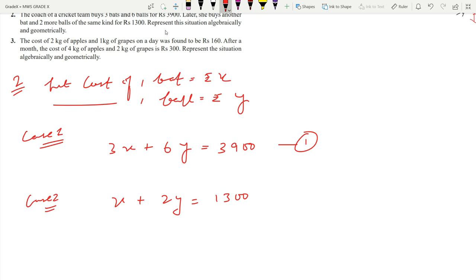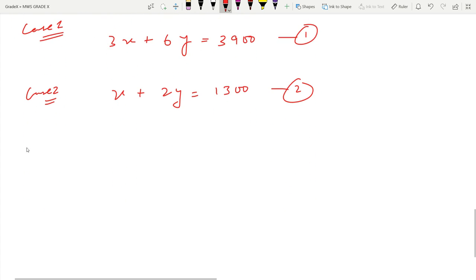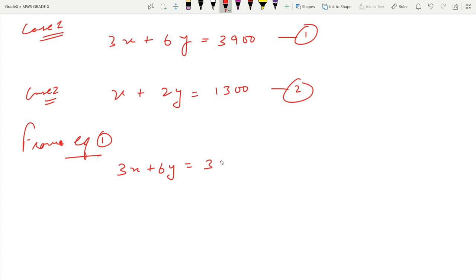Now you need to represent this situation algebraically and geometrically. Algebraically we have represented it. Now we have to represent it geometrically, means graphically. So starting with equation 1, that is 3x + 6y = 3900, take 3 common to simplify this.